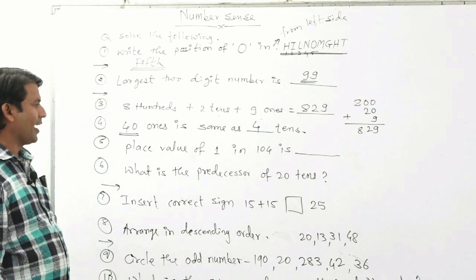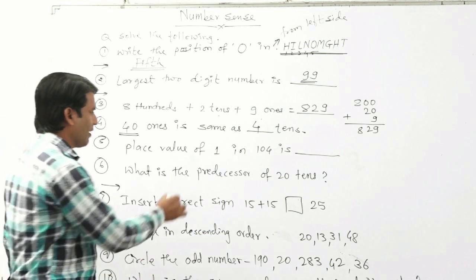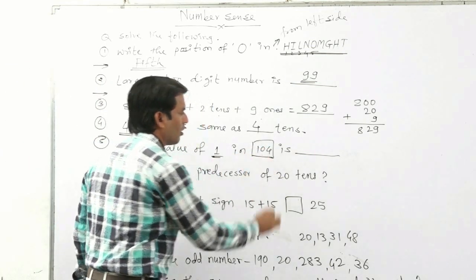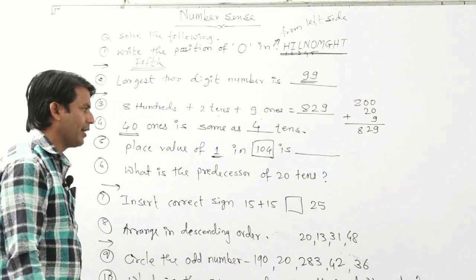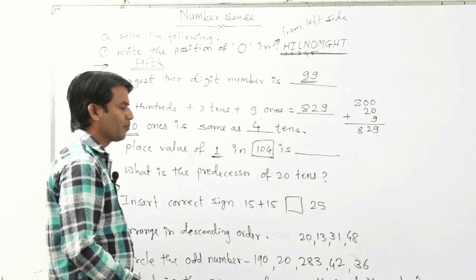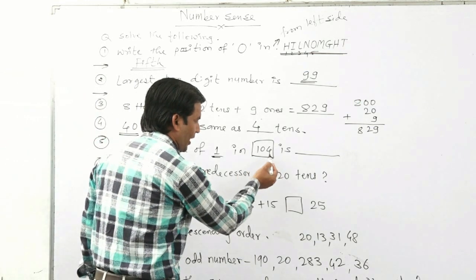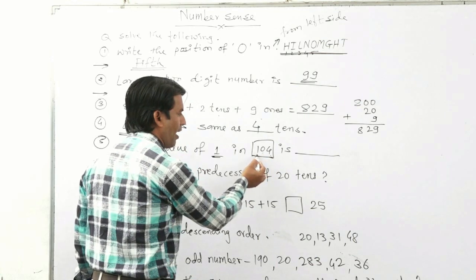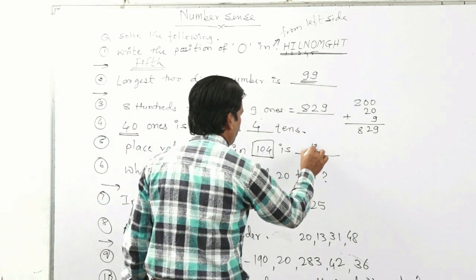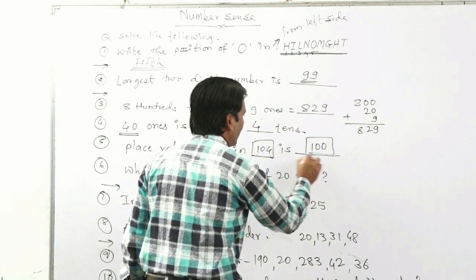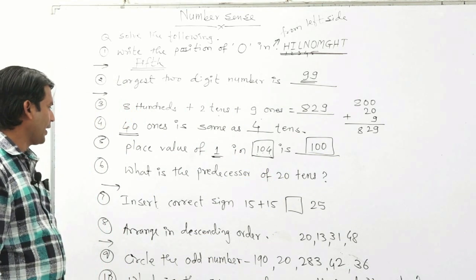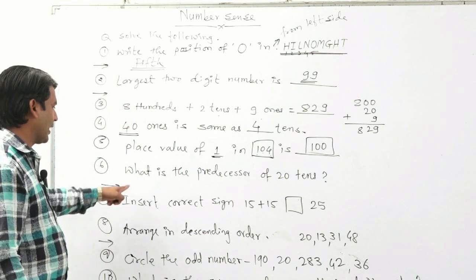After that, we have to find out what is the place value of 1 in the given number. There is one number, 104, and we have to find out the place value of 1. The places are ones, tens, hundreds. The hundreds place is there, okay? So the place value of 1 is what? 100. Question number 6 then.